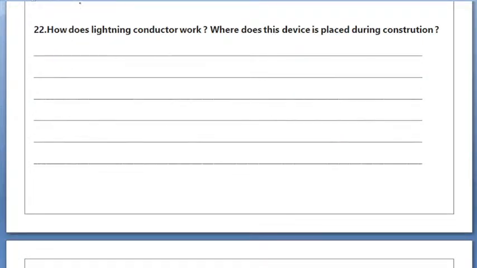How does a lightning conductor work? Where is the device placed during the construction? So I will write it point-wise, it will be easy for you to understand. Note it down. Okay. See, lightning conductor, okay? What does it do?